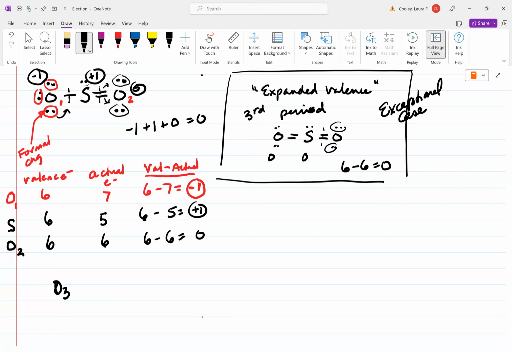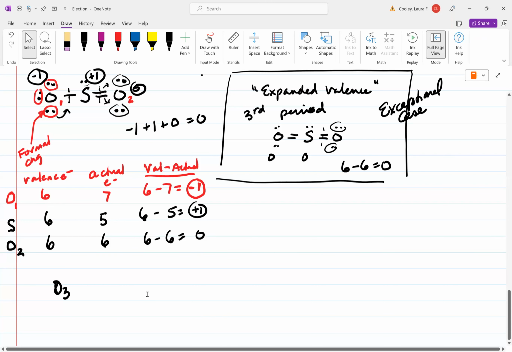For the exam, would all of these technically be correct answers? Or would you not want us to do the expanded valence if it wasn't suggested that we should? Oh, no. I mean, if you did that, it would be right, but don't do it for ozone. You know what I'm saying?